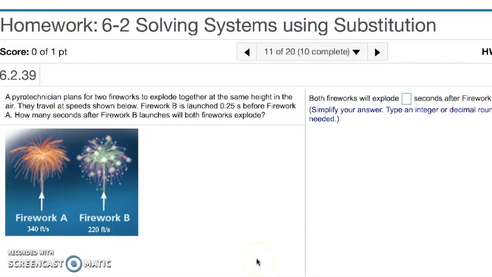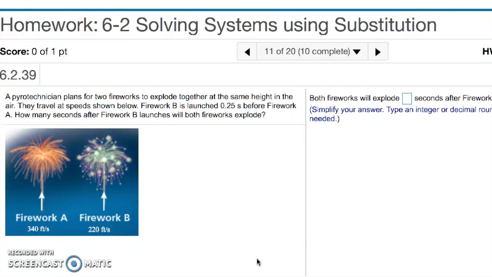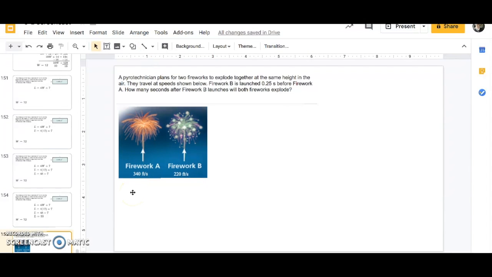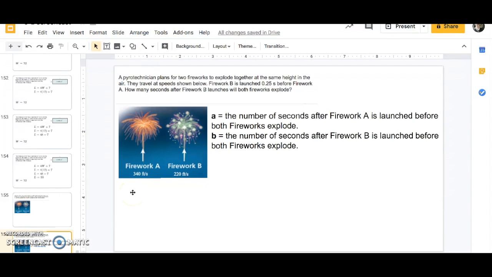Okay, number 11. A pyrotechnician plans for 2 fireworks to explode together at the same height in air. They travel at speeds shown below. Firework B is launched 0.25 seconds before firework A. How many seconds after firework B launches will both fireworks explode? So let's see. So first, let's establish some variables. Let's make A represent the number of seconds after firework A is launched before both fireworks explode. B is going to equal the number of seconds after firework B is launched before they both explode.